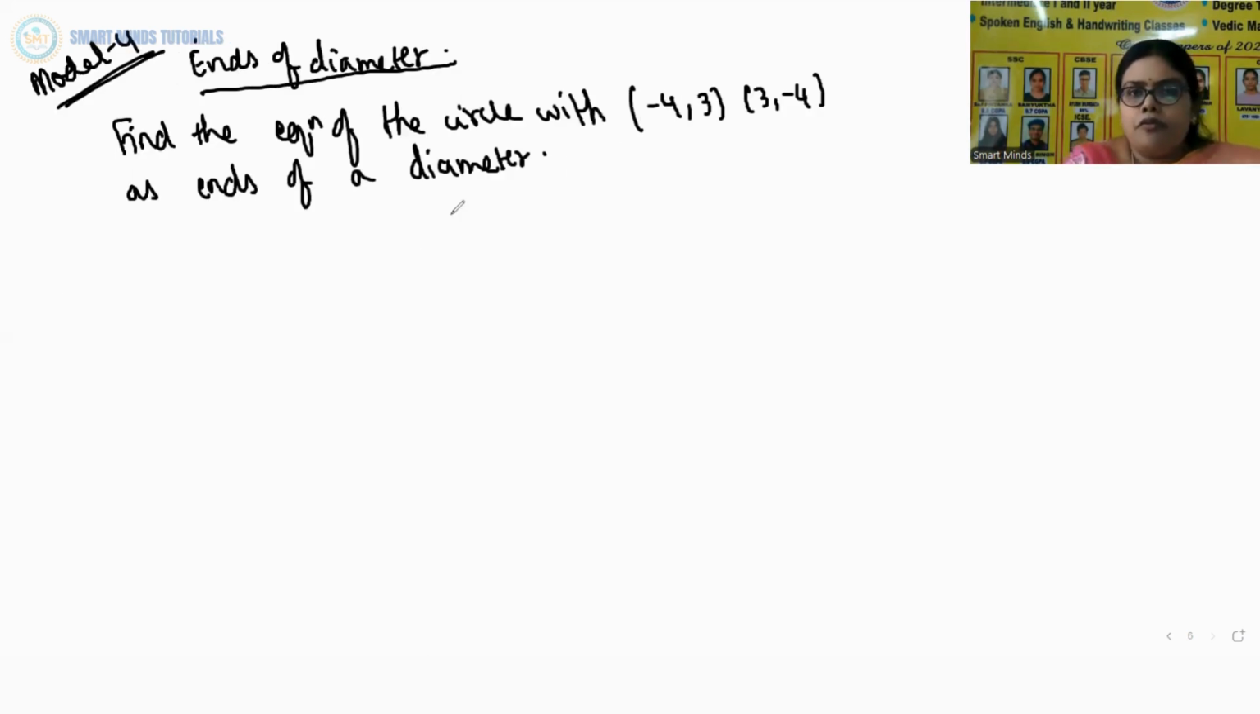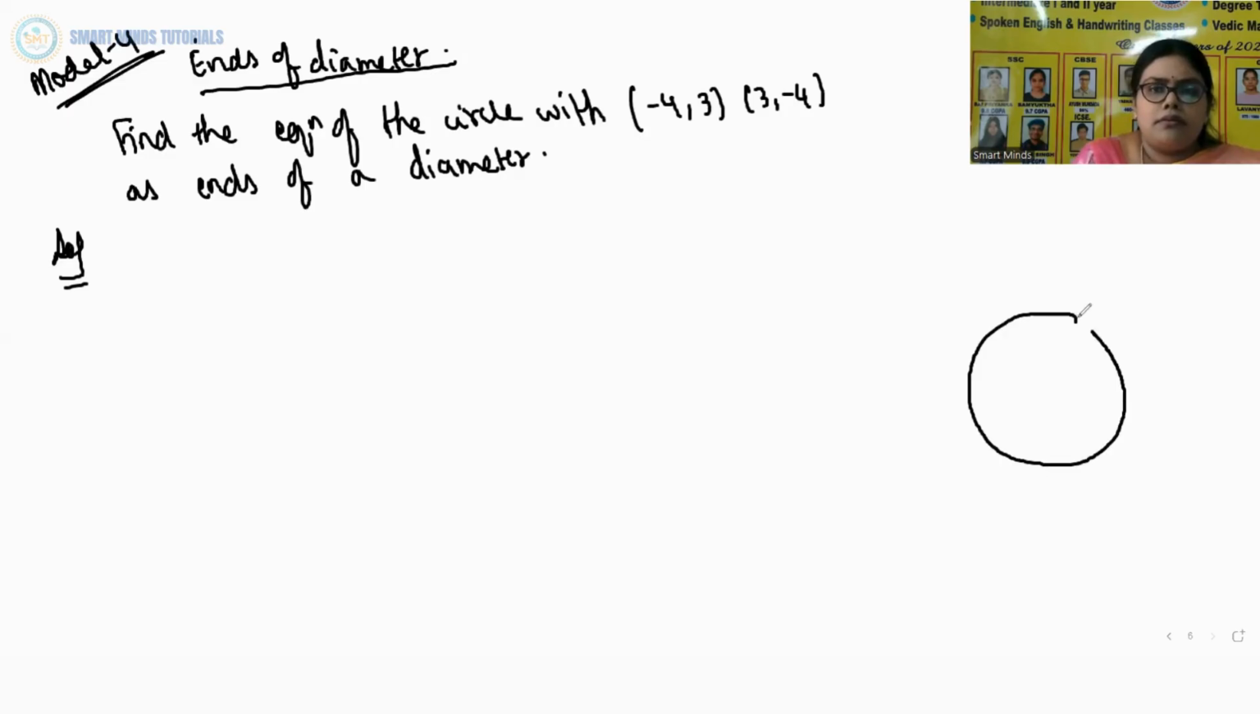So moving on to the fourth model of circles VSAQs, that is when ends of diameter are given. The question is: find the equation of the circle with minus 4 comma 3 and 3 comma minus 4 as ends of a diameter. So first we will draw a circle. Draw a diameter. Ends of diameter are given. A is minus 4 comma 3 and B is 3 comma minus 4.